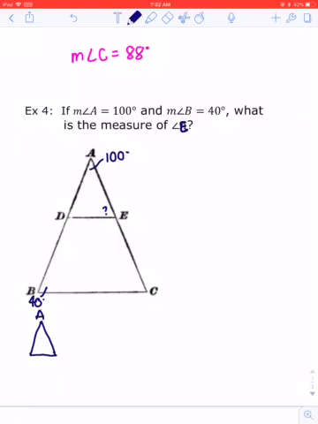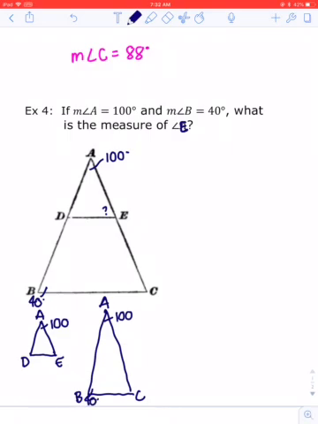I have my smaller triangle that is AED, and I have the larger triangle that would be ABC. Okay, so I know A is 100, and that's going to be the same for both triangles because they're corresponding, but they're also just the same angle. And I know angle B is 40. Well, what is B's corresponding angle here? Which one does it match with? It matches with angle D. So I can label that as well with 40 degrees.